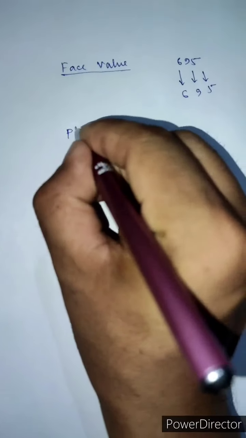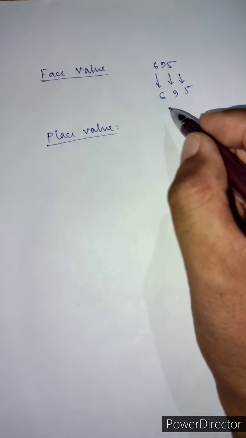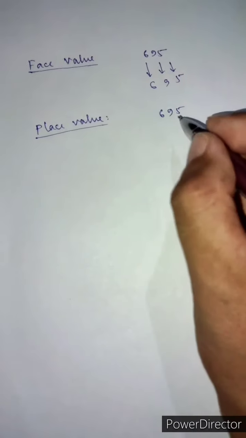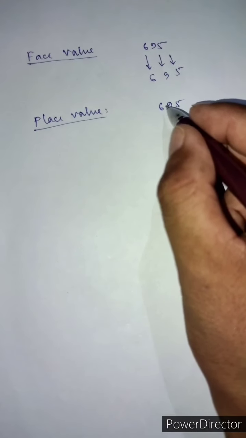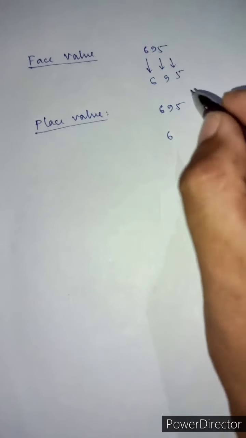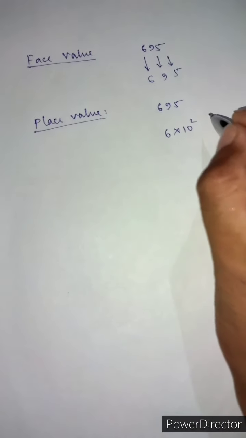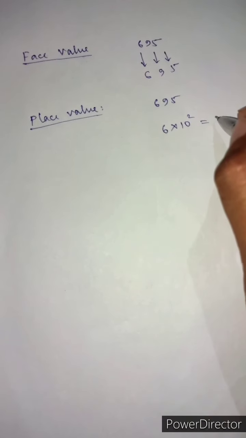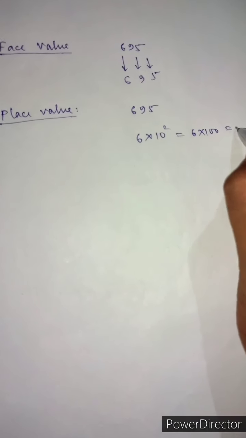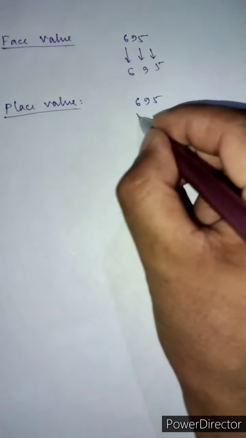And then place value is a little bit different. Place value is the multiplication of the face value and the place value of the position. So in the case of 695, the place value of 6 is what? Face value of 6 is 6, and as it is in the third position, it is 10 square. So 6 into 10 square means 6 into 100, and it is equal to 600. So this is the place value of 6.